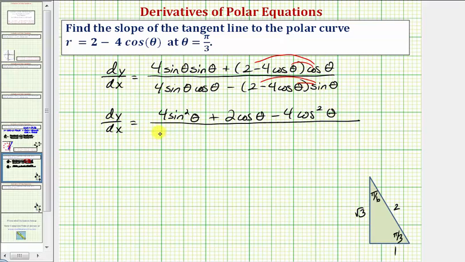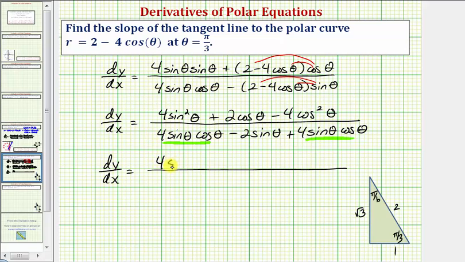In our denominator we have 4 sine theta cosine theta, and then we have minus 2 sine theta, and then minus negative 4 cosine theta sine theta, which becomes plus 4 sine theta cosine theta. And notice how our denominator does have 2 like terms. Let's go ahead and combine those. So the numerator is going to stay the same. We could perform a double angle substitution here, but we'll go ahead and leave it in this form. And our denominator is now going to be 8 sine theta cosine theta minus 2 sine theta.